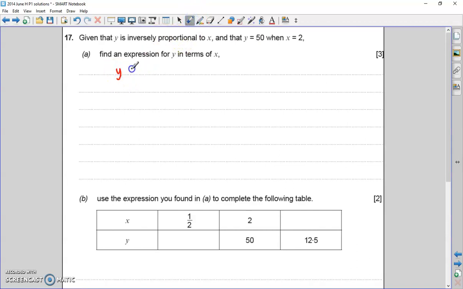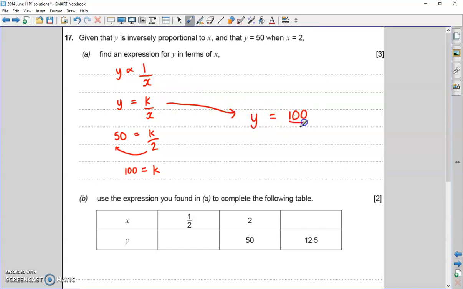Okay, y inversely proportional, so 1 over x, put a k in with an equal sign. 50 is equal to k divided by 2. To get k on its own, we bring the 2 up and multiply, so k must be 100. You're not finished yet. You need to go back to here and say that y is 100 over x. To get all 3 marks, you must go back up.